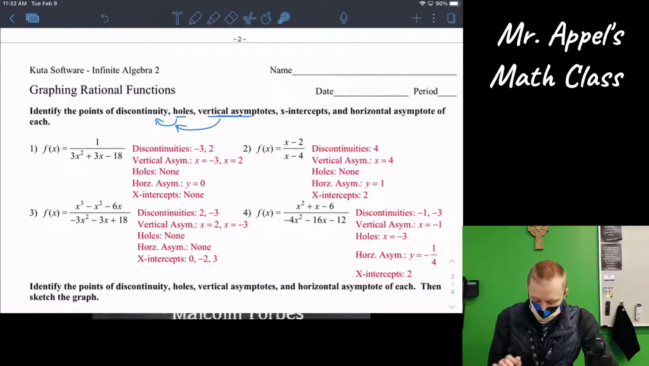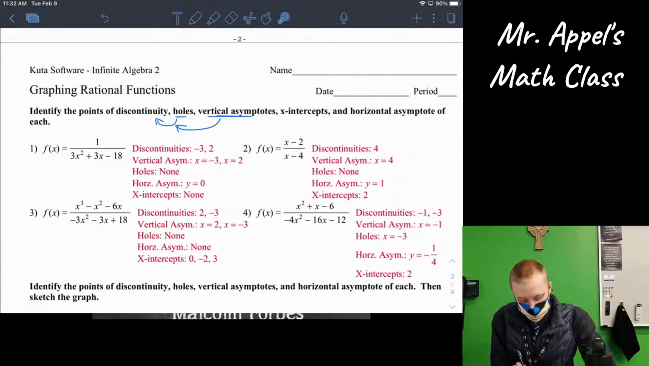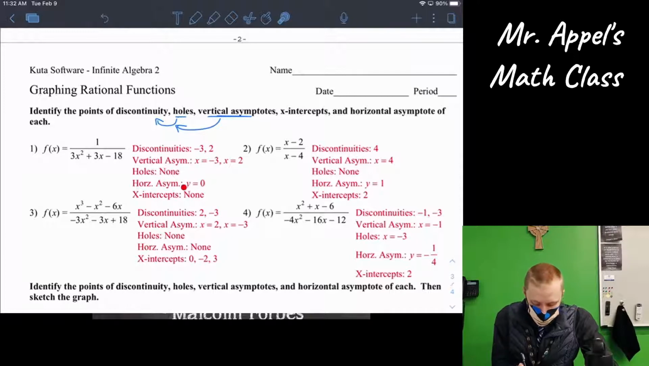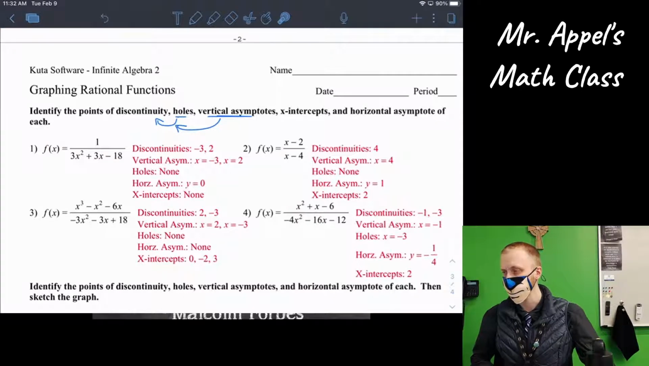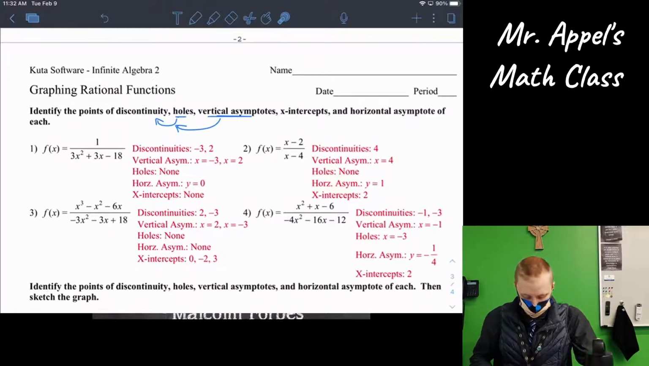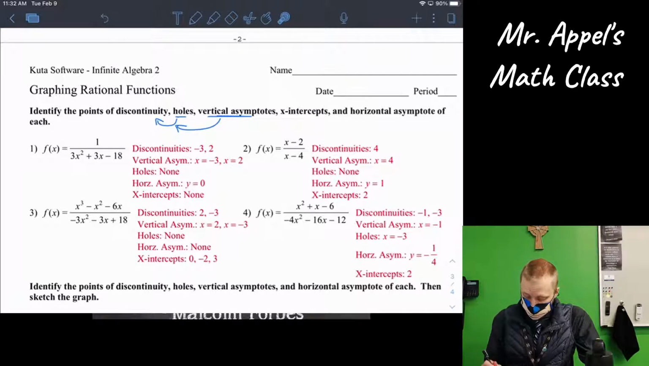Discontinuity, holes, vertical asymptotes. So notice our discontinuities are -3 and 2. We don't have any holes, so we have vertical asymptotes at -3 and 2. Okay? And they're written as the equation of a vertical line. Same with horizontal asymptote. Don't just say it's at 0. Write it as y equals 0. Give me the equation of that horizontal line that is the asymptote. Okay. These ones are pretty straightforward. Holes are fairly uncommon in general. Most of these don't have any. This one has one.